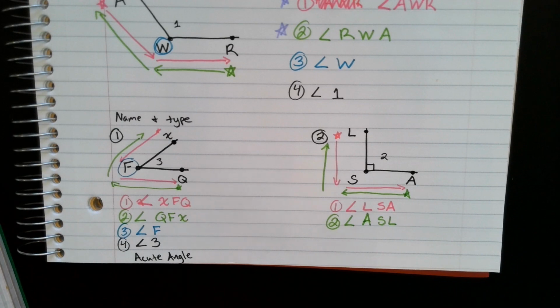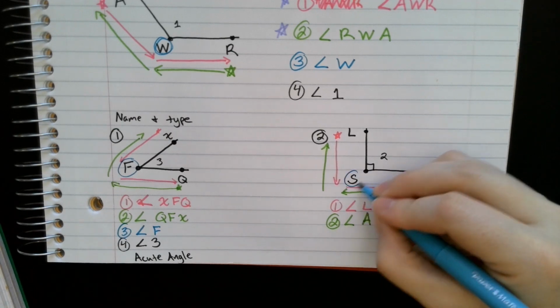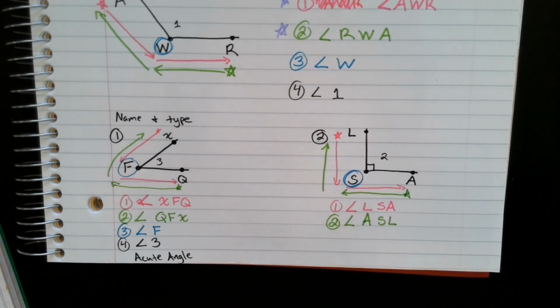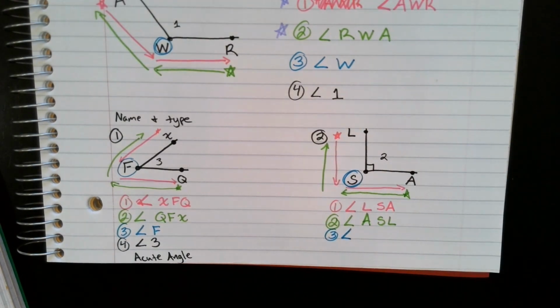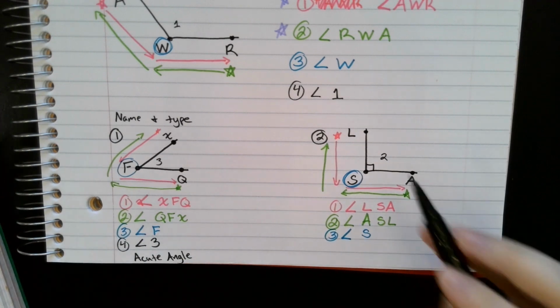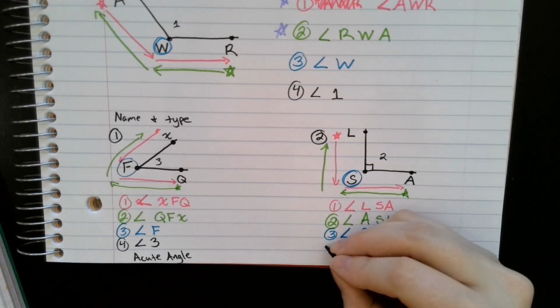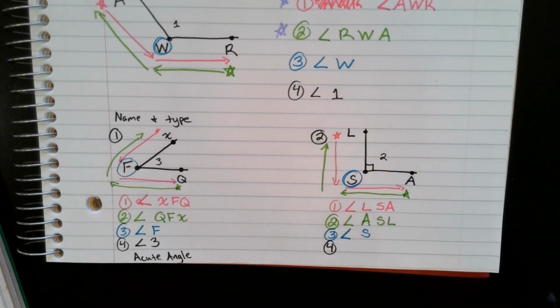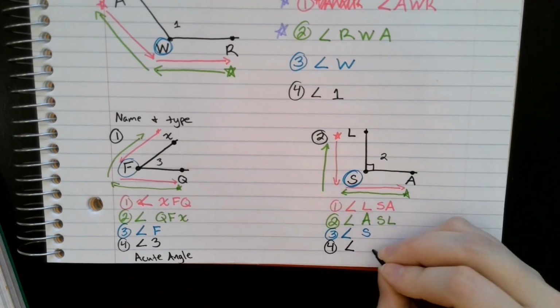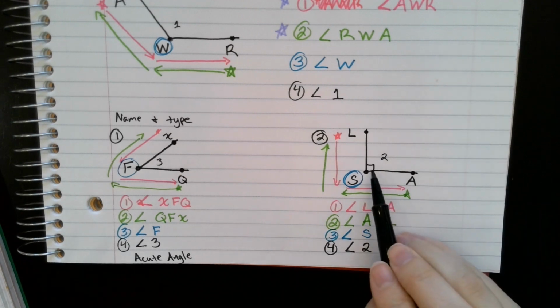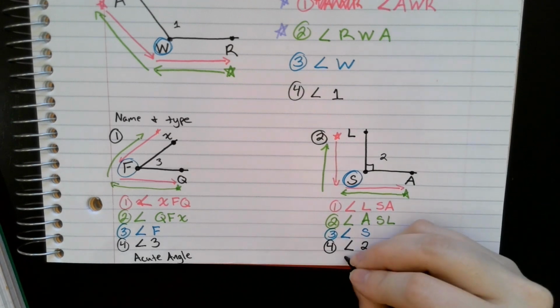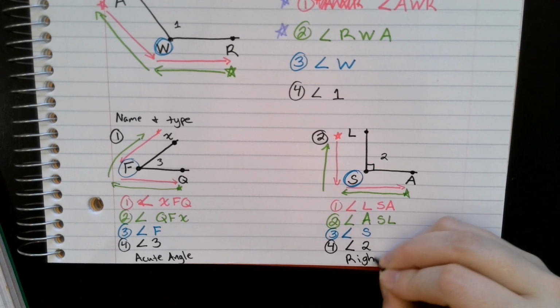ASL. We then might also be able to focus on the middle point, the vertex point. So another way of naming it would be angle S, or naming it based off of the number that might be inside of it. Again, that number is not always going to be inside. Sometimes it does, sometimes it doesn't. So angle 2 could be a possibility. And because we have that little box in the corner, that does make this a right angle.